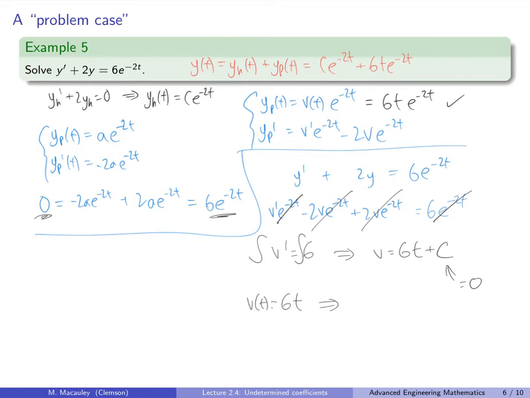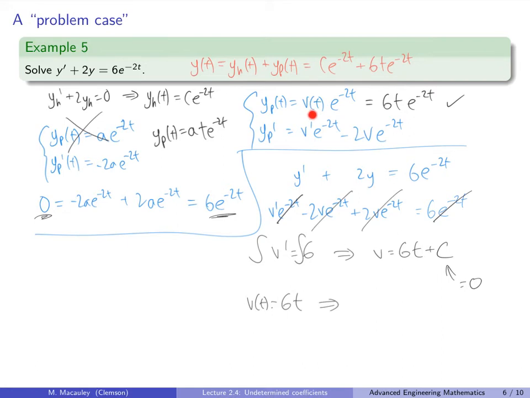So in some classes, they just tell you blindly, they say, oh, if this isn't going to work, try something like this. Yp of t equals a t e to the minus 2t. Stick a t in front. That's the rule that you need to memorize. Plug it back in and find a. And if you do that, you'll get that a equals 6. I think that's sort of a cookbook thing. It's memorize this instead of understanding why it works. So this is the more general form that I think is just as easy.